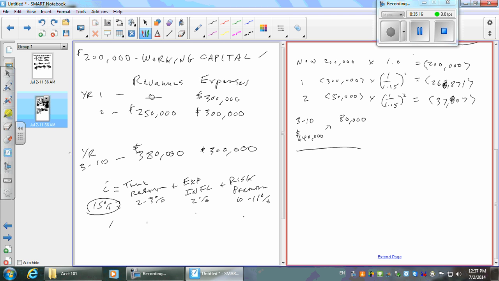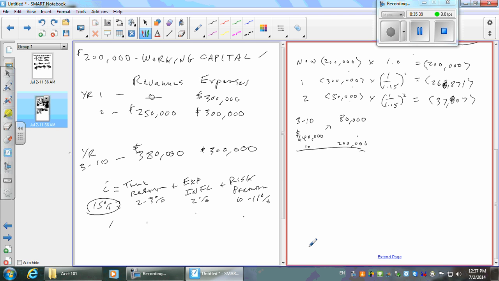And then there's the 200 coming back in, right? At year 10, we also have 200,000. That's our working capital coming back in. Everybody agree? So what's the deal? 200 out, 200 back in did nothing, right? Those two. And then we've got 350 lost and 640 gain.